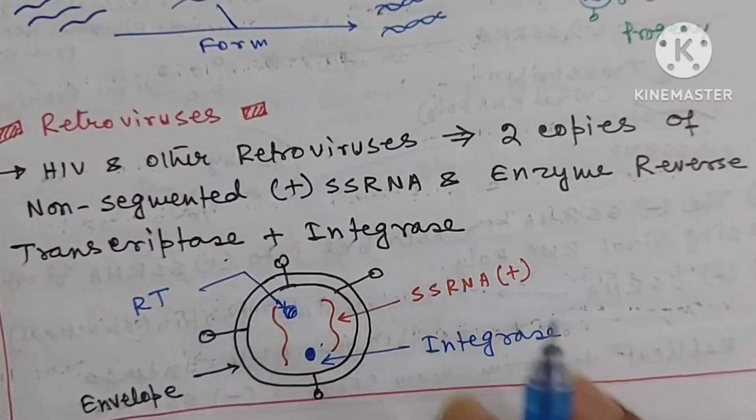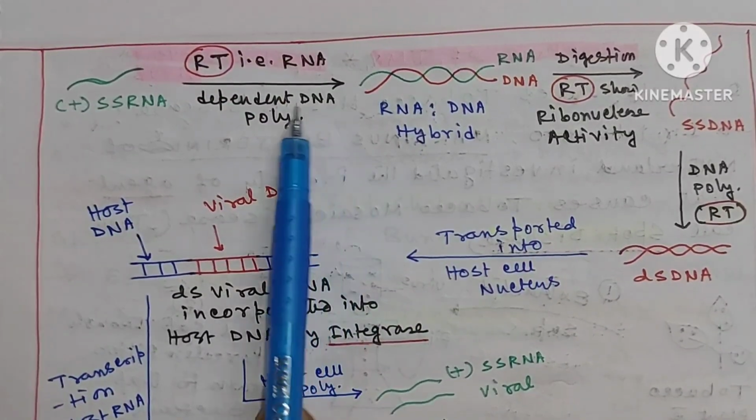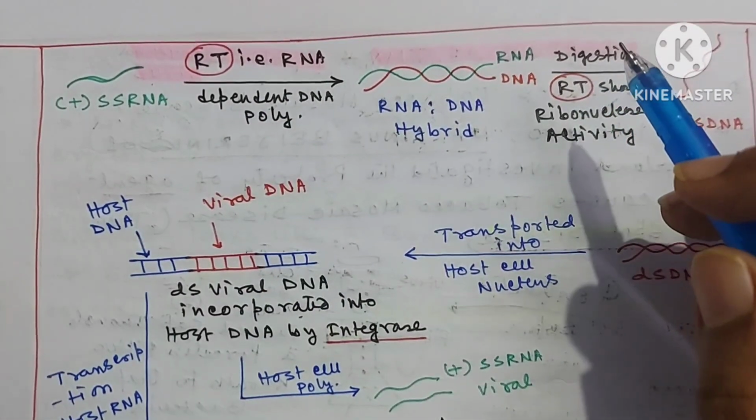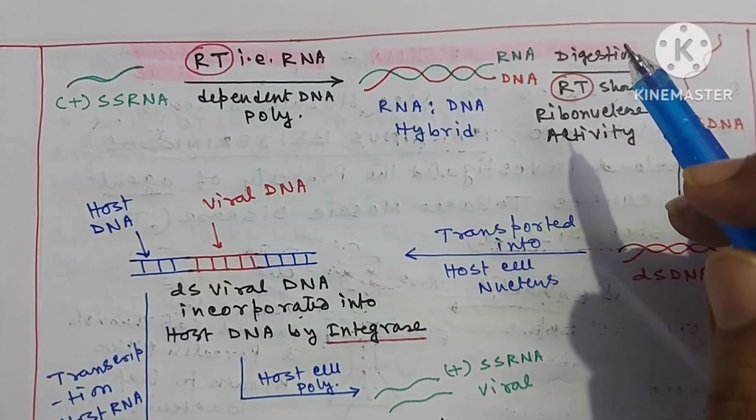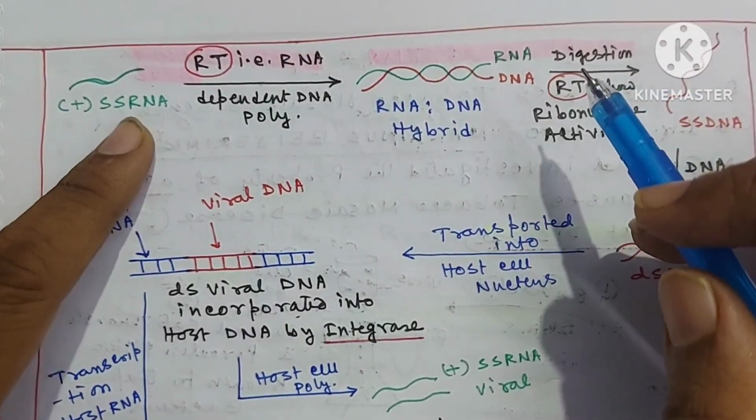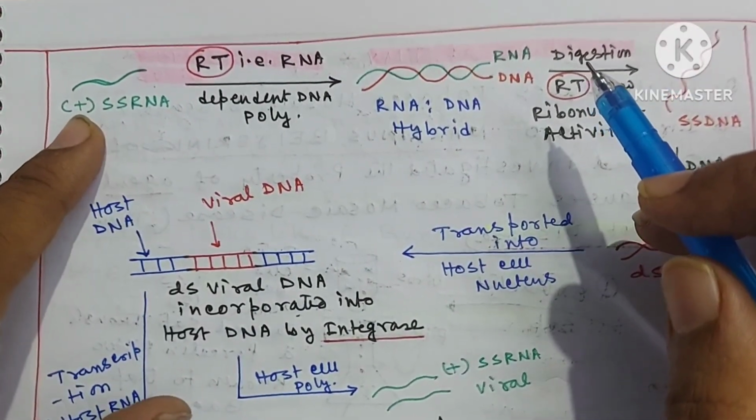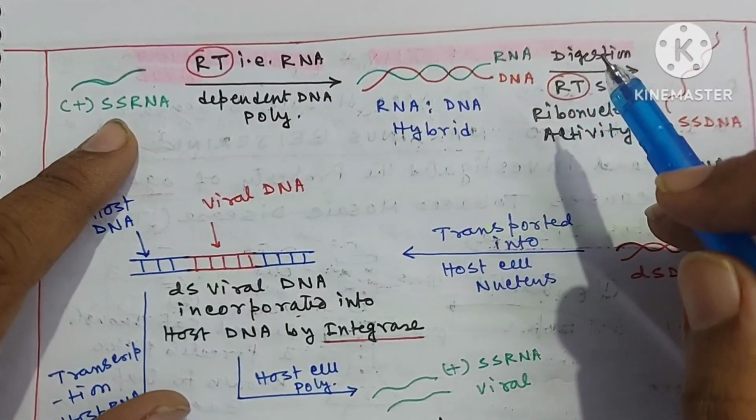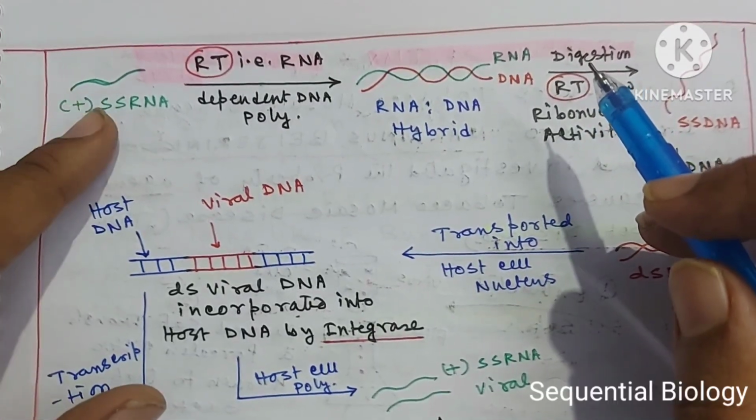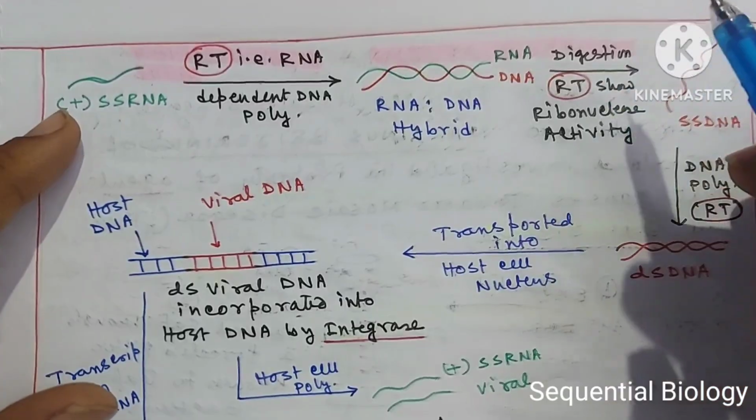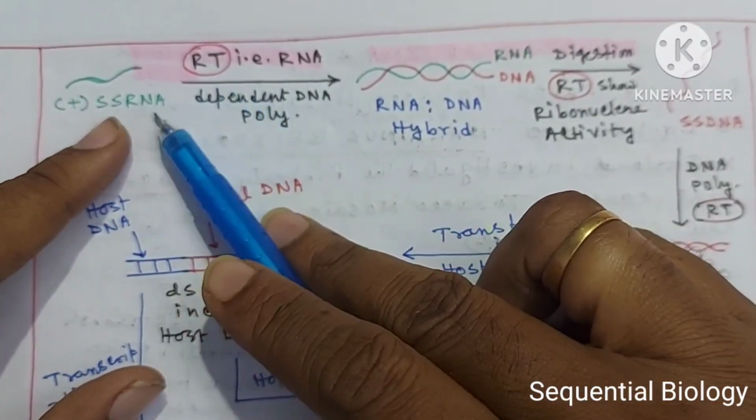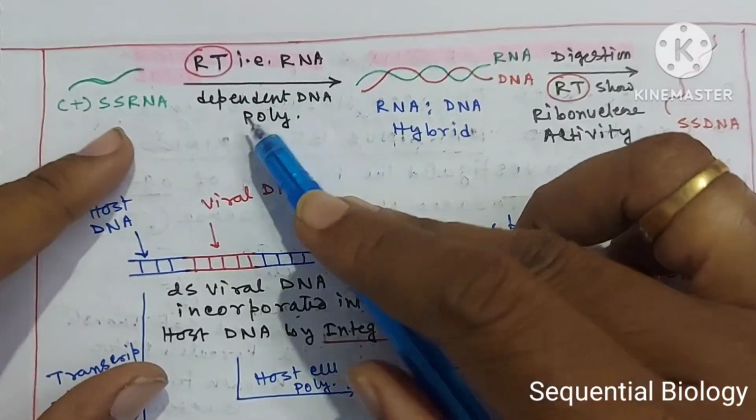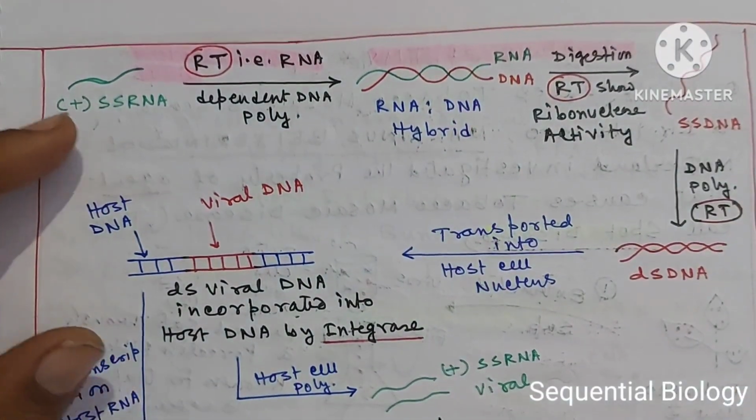How do retroviruses reproduce? You know that retroviruses have two copies of RNA, and these are single-stranded, plus-stranded RNA. Plus-stranded means this strand is directly involved in protein synthesis. The reverse transcriptase enzyme can synthesize DNA from RNA. Reverse transcriptase is an RNA-dependent DNA polymerase.